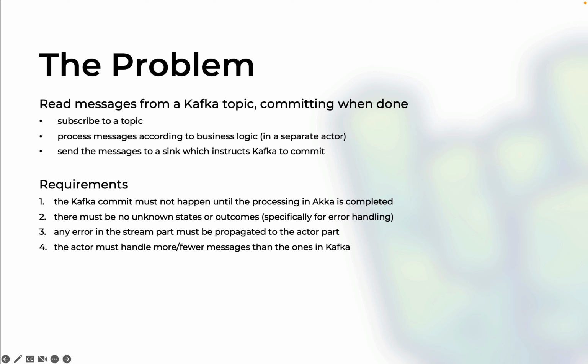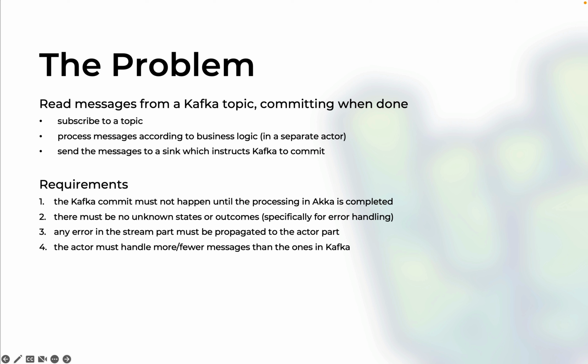The next requirement is that you must have complete clarity over states and outcomes. For example, you must not confuse a long time processing with an error state. And I'm going to give you an example in which that's the case and which we must avoid. Additionally, any error in the stream must also be propagated to the actor part because that's the business logic which absolutely needs to have full context of whatever happens wrong in your stream.